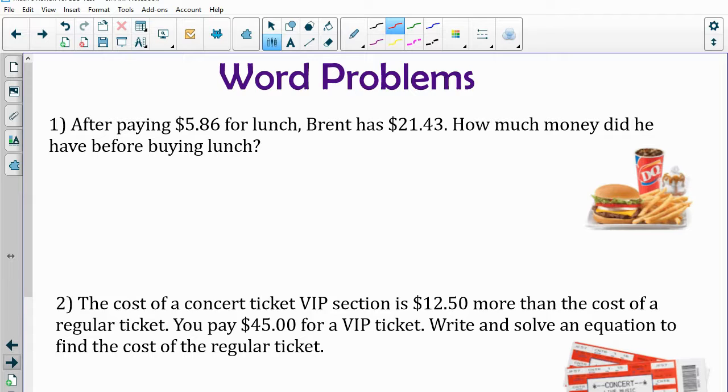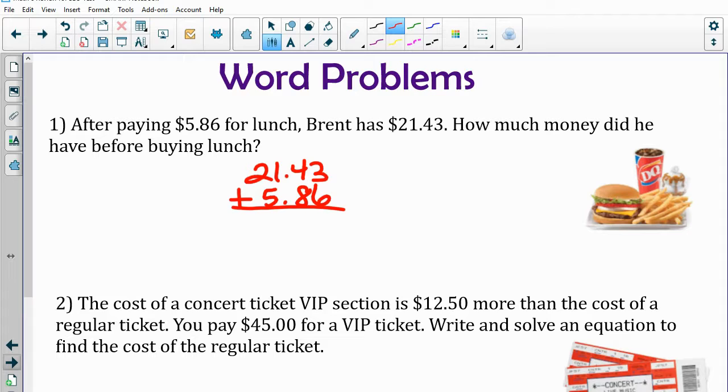Oh, I think I read through that. Okay, you're not quite sure? Gabe, help her out. What do you think we could do? 21.43 plus 5.86. Okay, good. So it says he has 21.43 left, right? He used $5.86 to pay for his lunch. So we want to know what he had before that. So yeah, we just add it back to what he had left. That's going to tell us what he had before.